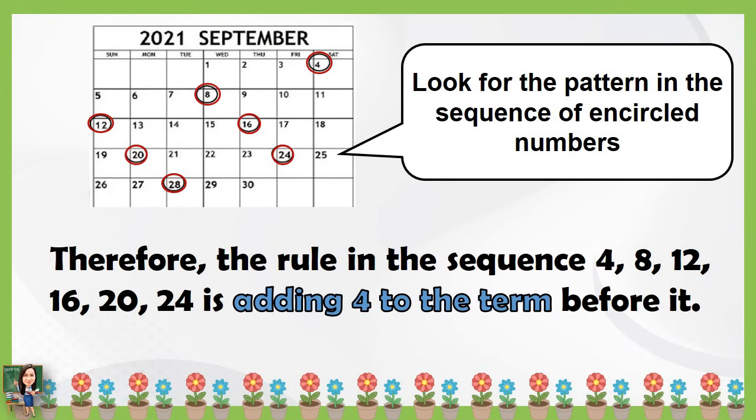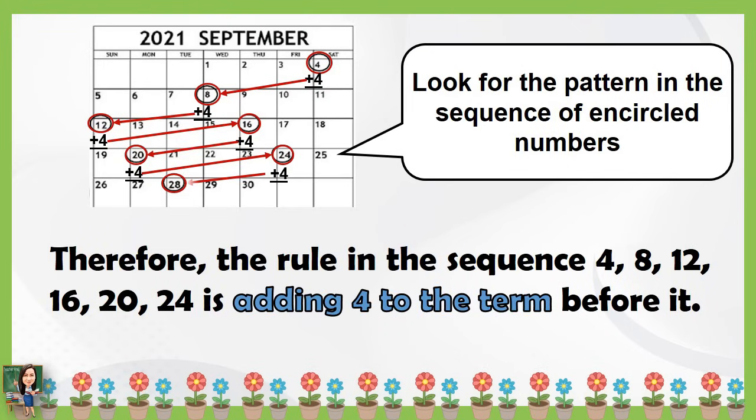Let's see how. 4 plus 4 equals 8. 8 plus 4 equals 12. 12 plus 4 equals 16. 16 plus 4 equals 20. 20 plus 4 equals 24. And 24 plus 4 equals 28. We add 4 to the term before it.